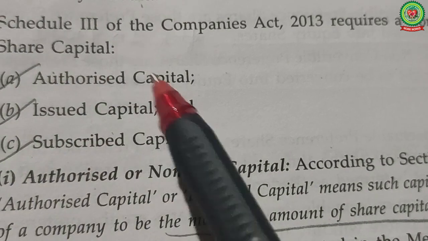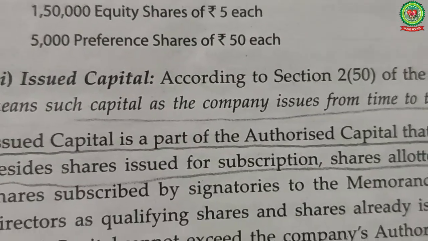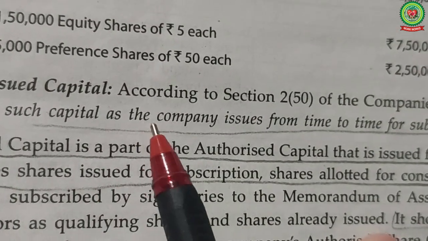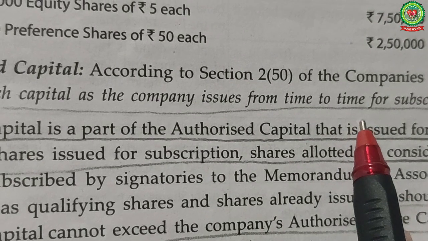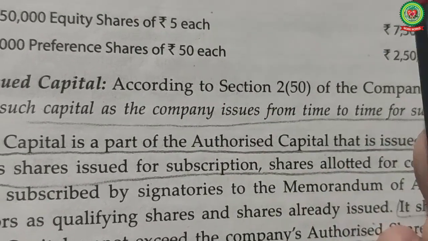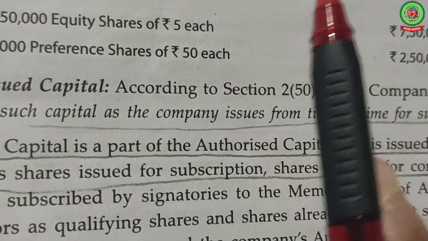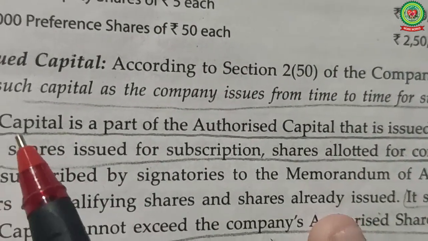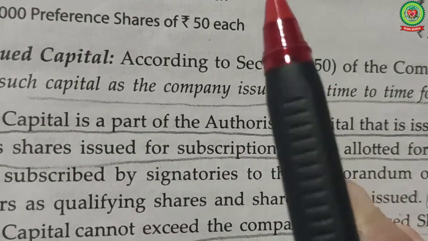So students, after authorized capital, your next capital is issued capital. See everyone, what is issued capital? Capital which the company issues from time to time for subscription. Who subscribes? Only the public subscribes. Firstly, the company issues the shares and then the public subscribes. And issued capital is a part of authorized capital.